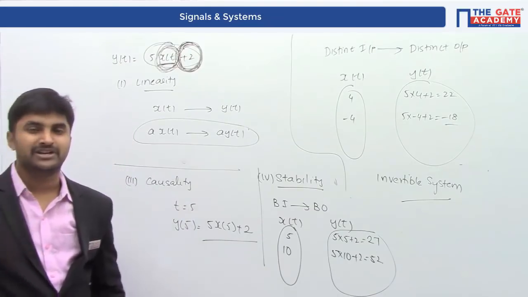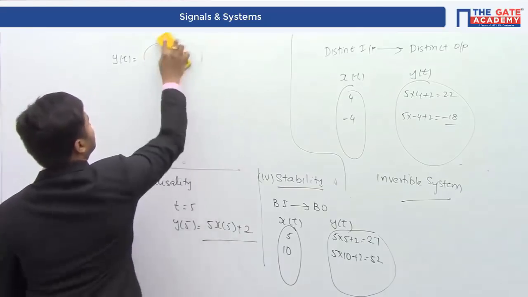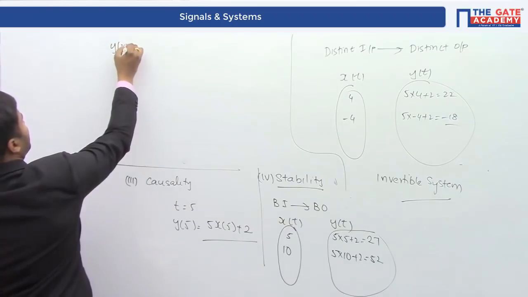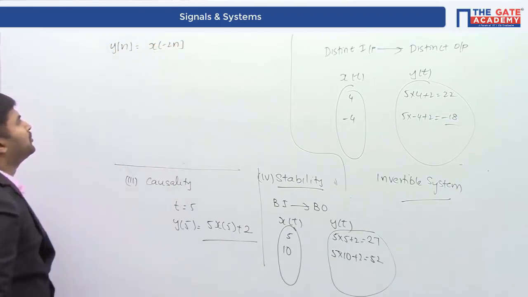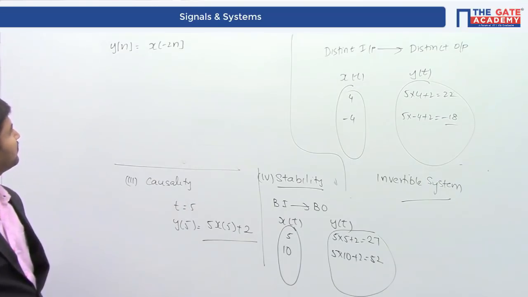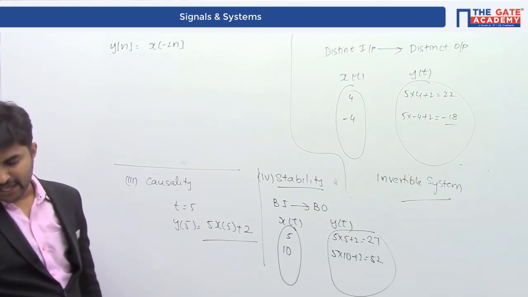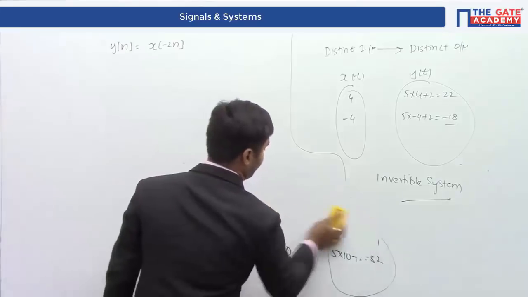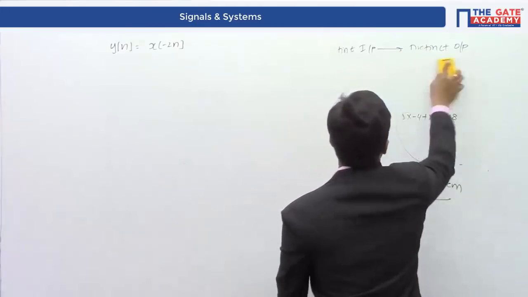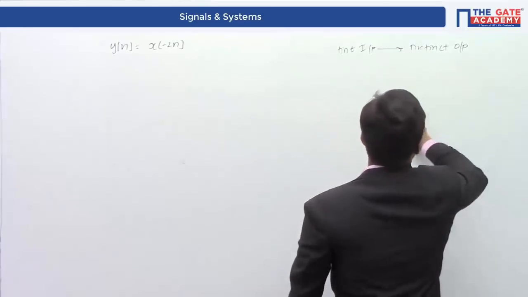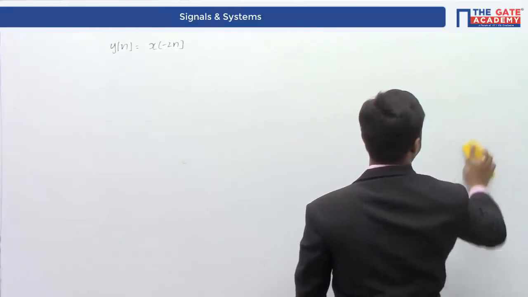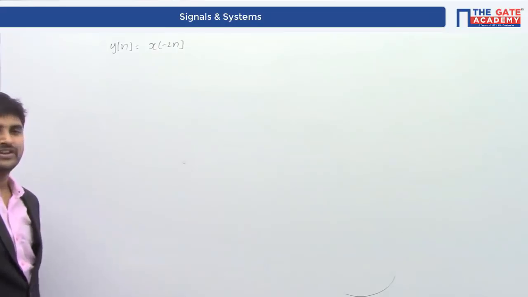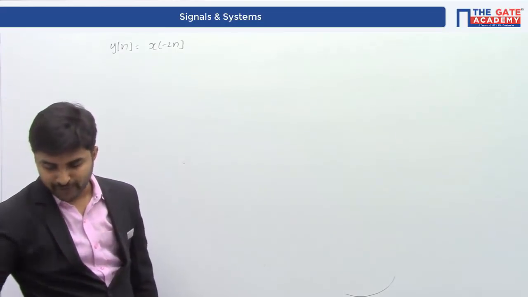Let us do one more problem, but this time on a discrete time function. Let me consider the output y of n to be x of minus 2n. And we have to check the linearity, time invariance, causality, stability, and invertibility. We have to look at all the properties. y of n is equal to x of minus 2n.